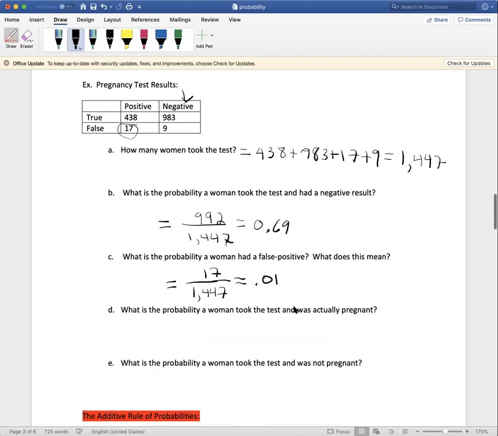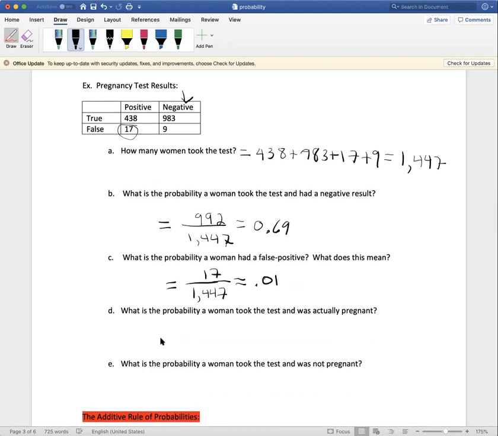So let's take a look at the next one. What's the probability a woman took the test and was actually pregnant? Let's go back up here. We know that we have a total of 1,447 women that took the test. The ones that were actually pregnant, well, this one was actually pregnant, because they had a true positive. So we have 438 over there.